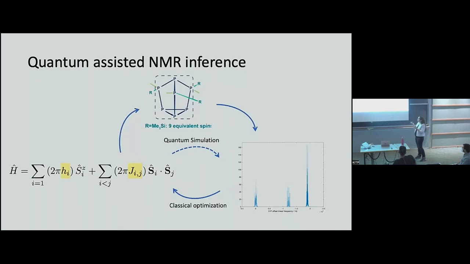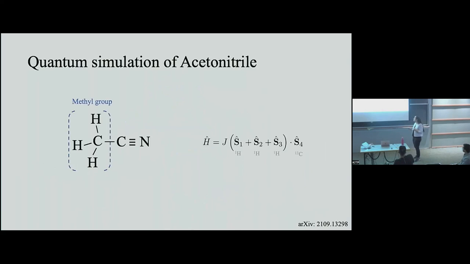Okay, so that's the larger vision of this, but of course we can't start with 34 spins, so let's start with something smaller. The molecule that we look at here is acetonitrile. It has a methyl group with 3 hydrogen spins and then a carbon-13 spin. And so the Hamiltonian looks like this. In this case, we're going to look at zero field, so there's no magnetic field term.